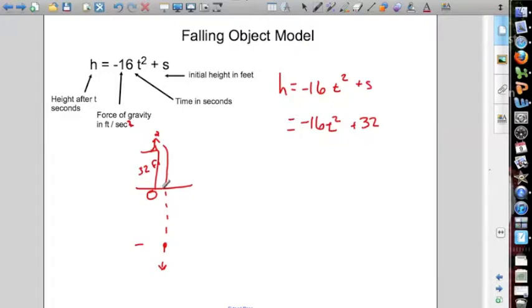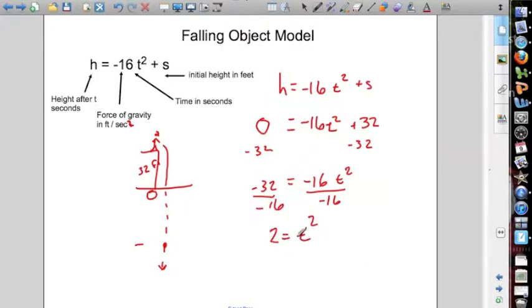I want to know how long it takes to get to 0, because when I measured the 32, I started at 0 here at the ground, and I went up 32 feet. And so I have 0 equals negative 16t squared plus 32. As we just talked about in the example before, I'm going to take away the 32, because I want to get that t squared all by itself. So I'm going to divide by negative 16, divide by negative 16, and I get 2 equals t squared. Now I don't want to know what t squared is, I want to know what t is. So I have to take the square root of both sides.